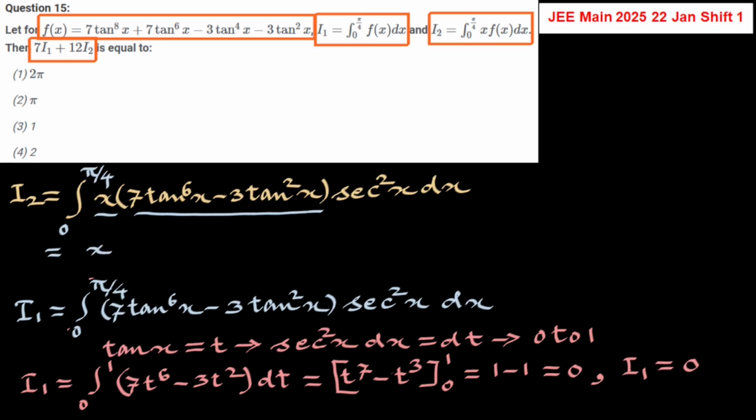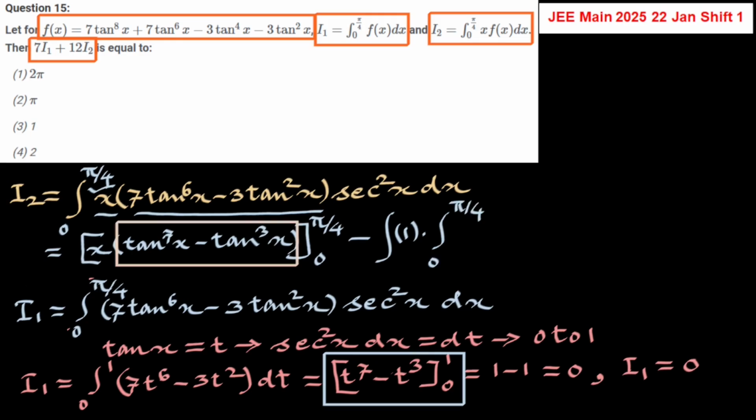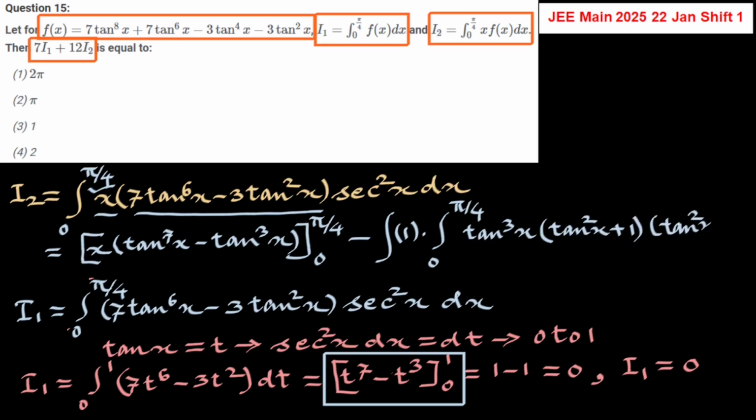For integral of second, we will directly use this part here, tan raised to 7x minus tan cube x from 0 to pi by 4, minus integral of derivative of first, that is derivative of x, 1, into integral of second, integral from 0 to pi by 4 of, we will write this part as tan cube x into tan raised to 4x minus 1, that can be factorized as tan square x plus 1 into tan square x minus 1 dx. Let us wipe this part.